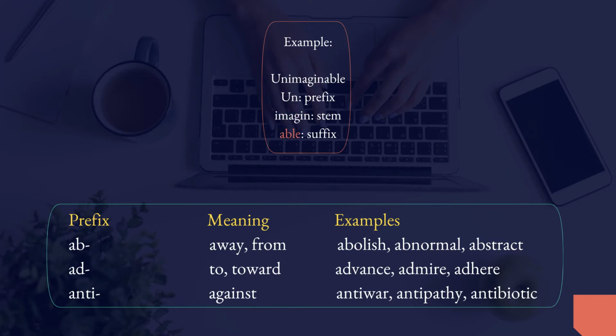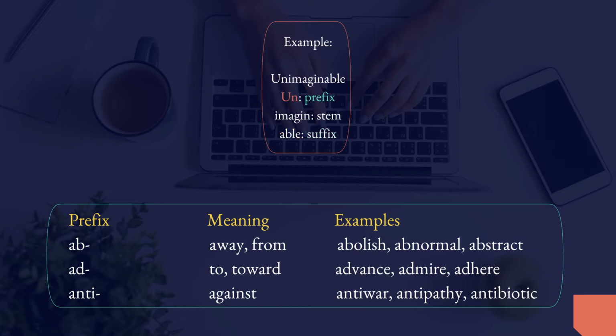Grammatically and linguistically, that un part is called the prefix. The imagine part is called the stem or root. And the last part, able, is called the suffix. Now the good news is there are some patterns for those prefixes and suffixes, and they have special meanings. So if you know the meanings of some prefixes, you can answer the question based on the prefix without knowing the meaning of the stem. For example, you will at least understand whether the word has a positive or a negative meaning.